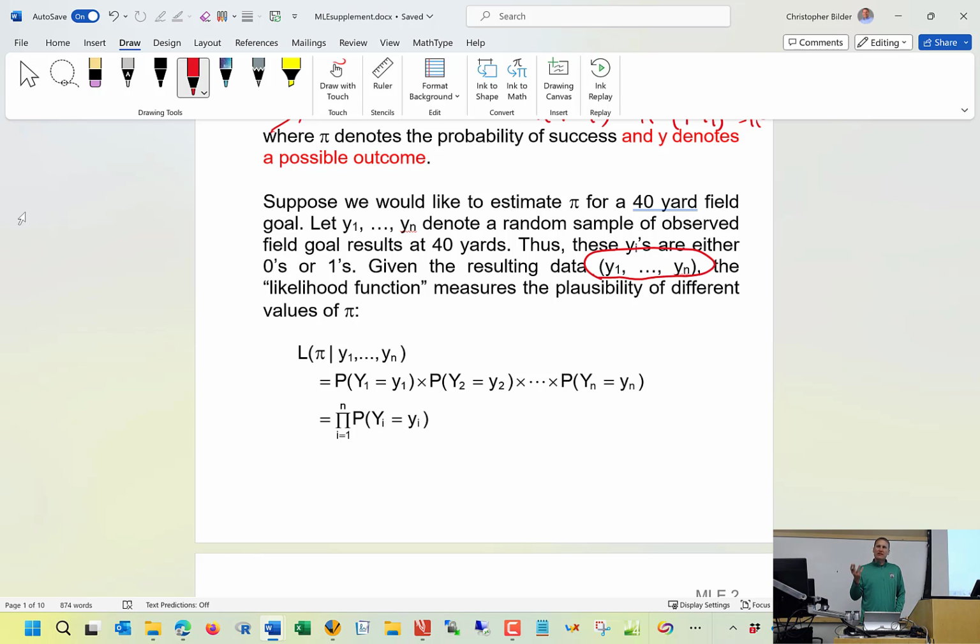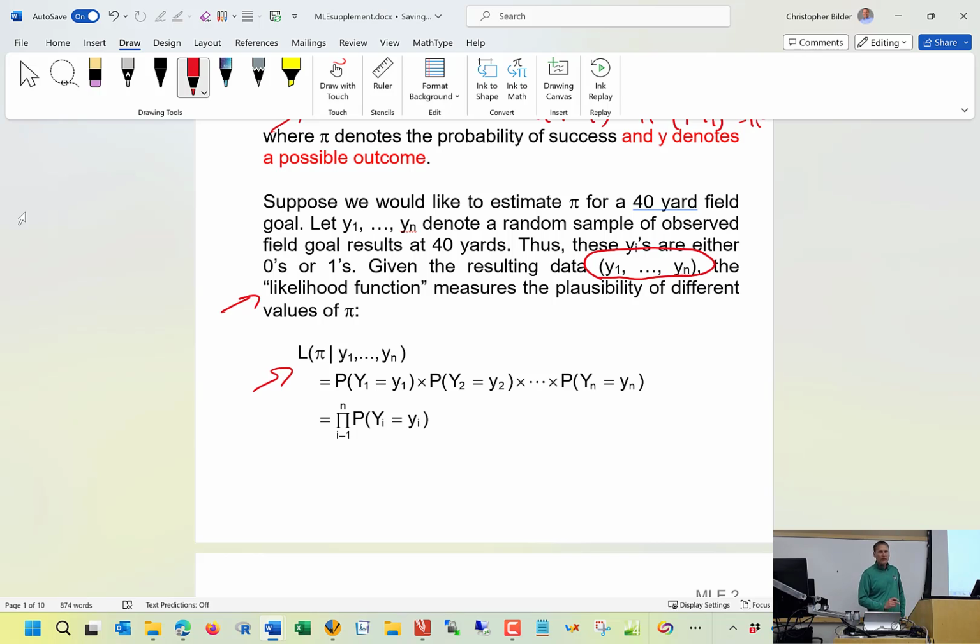And so given this information, I like to estimate my probability of success. A formal way to do this in statistics is to start with what's called a likelihood function. All that a likelihood function does is measure the plausibility of different values of pi. So is 0.1 a plausible value for pi? Is 0.6 a plausible value for pi? And it's formed in a rather intuitive manner.